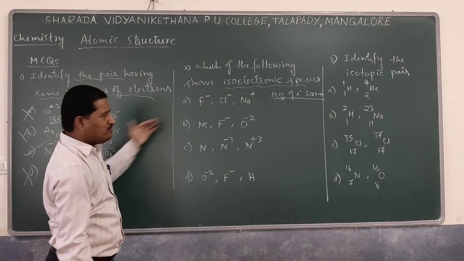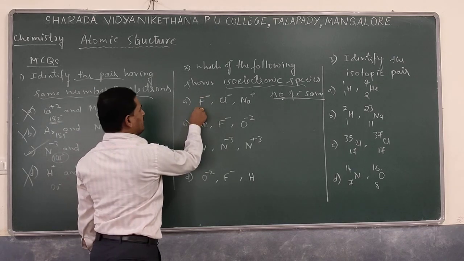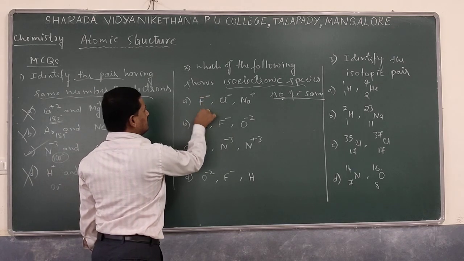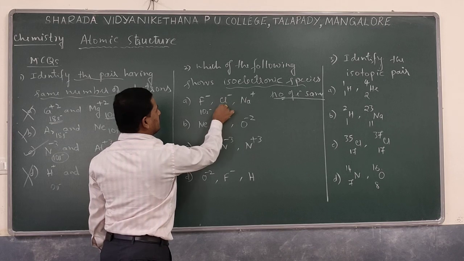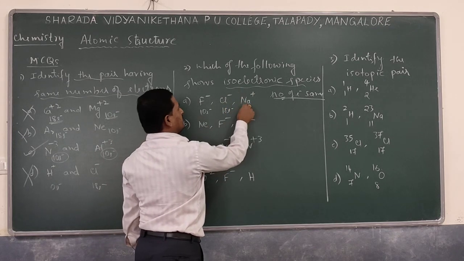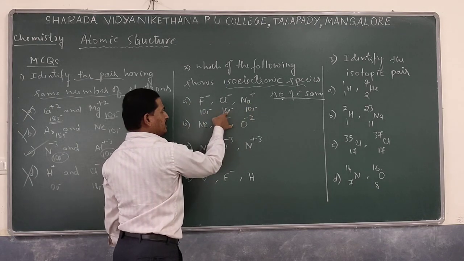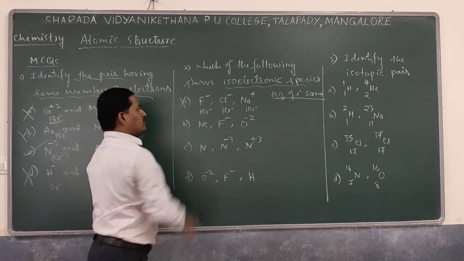Like the previous problem, we have to find out the number of electrons present. Fluoride ion, total number of electrons 9 plus 1, it is 10. Chloride ion, 17 plus 1, it is 18. Then sodium ion, 11 minus 1, it is 10. Now look at that, two are the same at 10, but 18 is not the same. So option E is not correct.